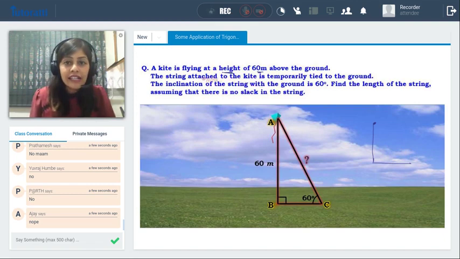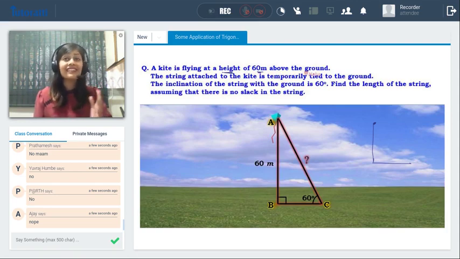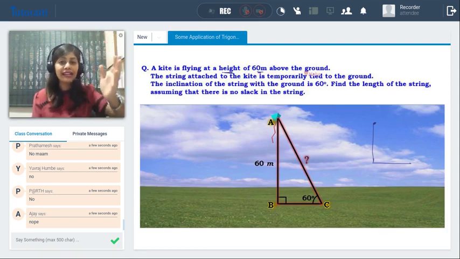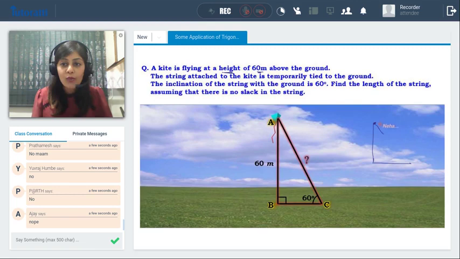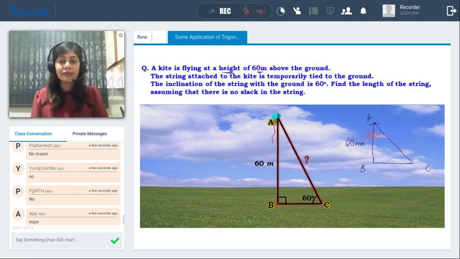Now, since we have the ground, the base we can draw. What else do we have? The string attached to the kite is temporarily tied to the ground. Students, you know when you fly a kite, the kite never goes straight, right? The string of the kite always makes some angle. So this has to represent the string of the kite. So what do we have? AC is the string of the kite and AB is the height of the kite from the ground, which is known to us. It is 60 meters. So AB is 60 meters.